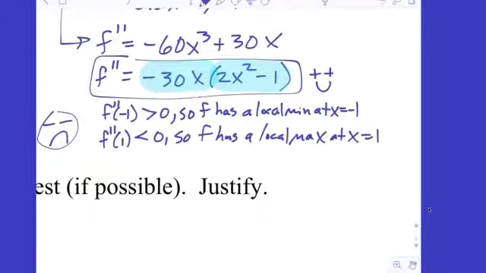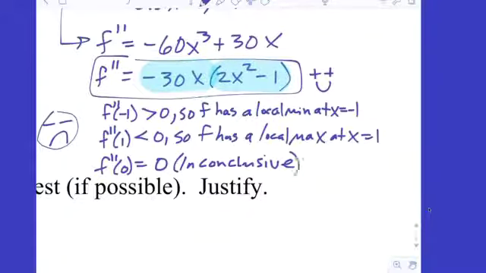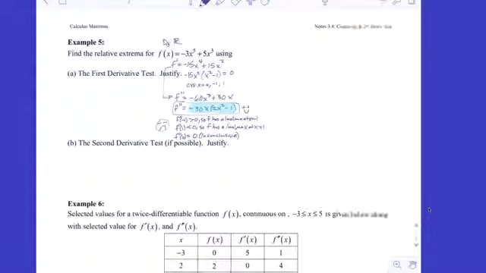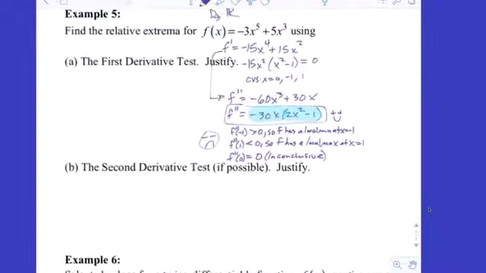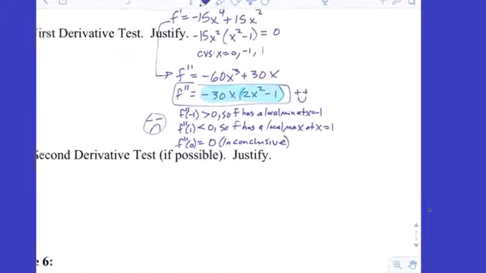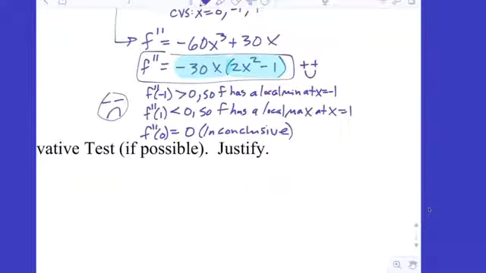And now if we try 0, f double prime of 0, when you plug it in, you get 0. So that's inconclusive. So the test failed. And we got 2 out of the 3. So what you're going to have to do now is determine what that is by the first derivative test. So I'm kind of deviating from the A and B. A and B had you do the first derivative test for all of them. I just went and did the part B. Now we do have to come back and test 0.